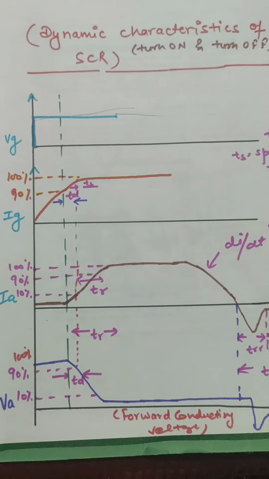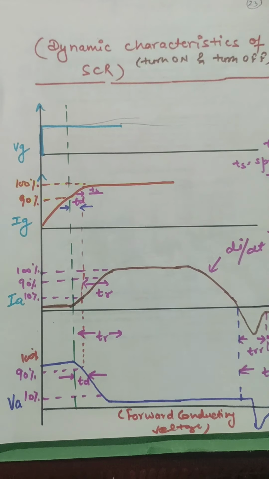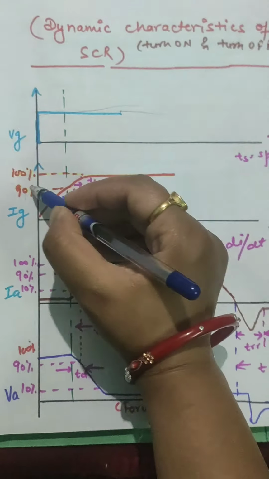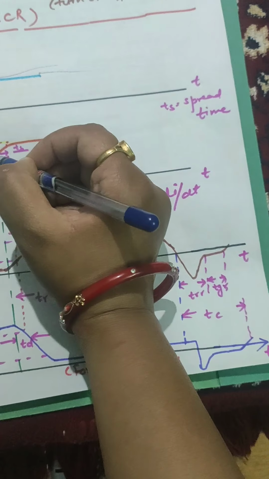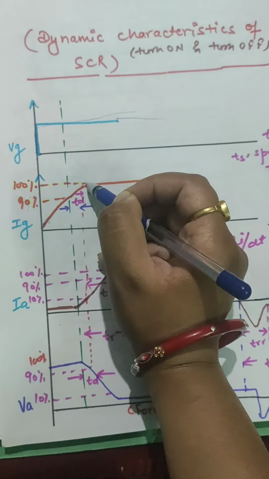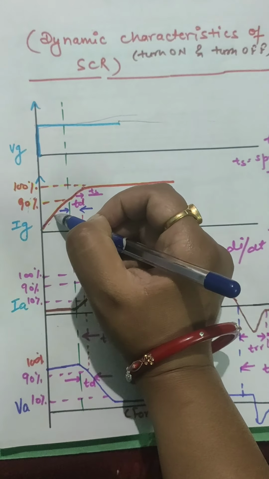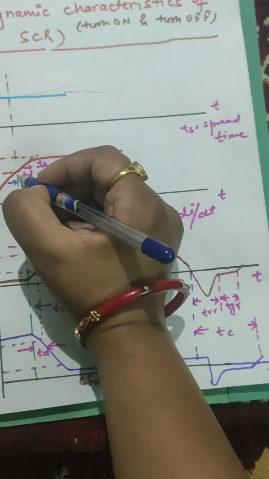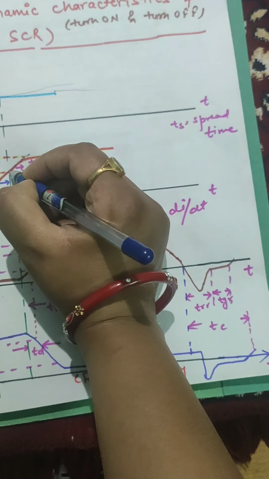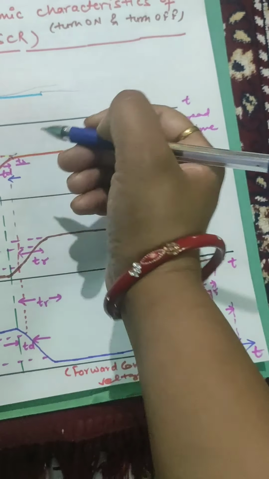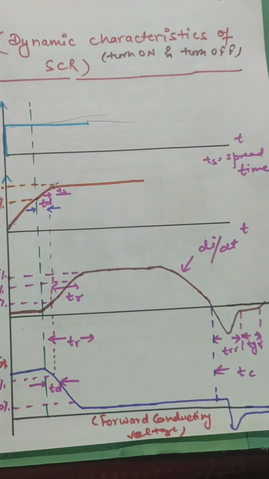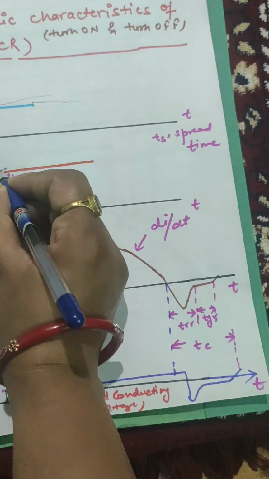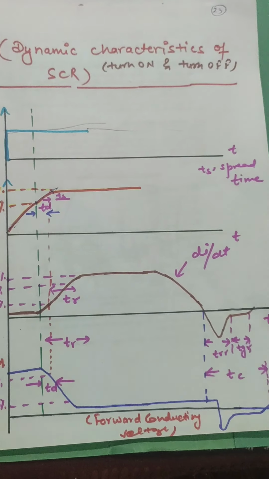Okay. So, IG. In the starting, this one, gate current will increase exponentially. Okay, this exponentially increases, when it will reach 90 to 100%, that is called delay time. There are many definitions for delay time.